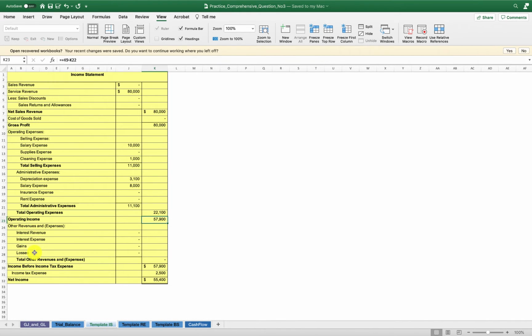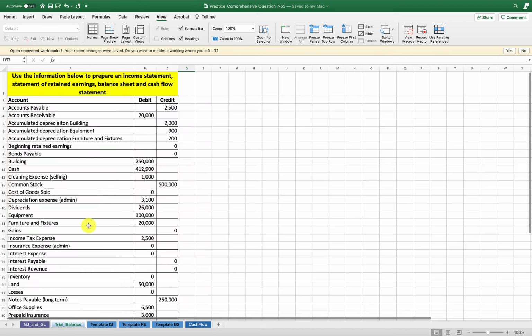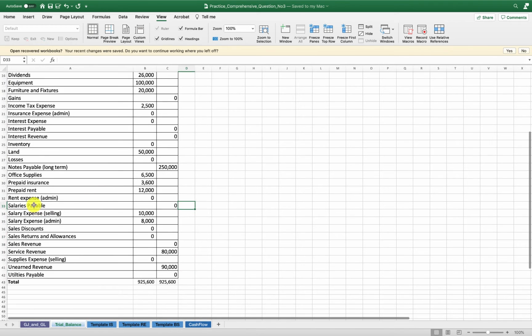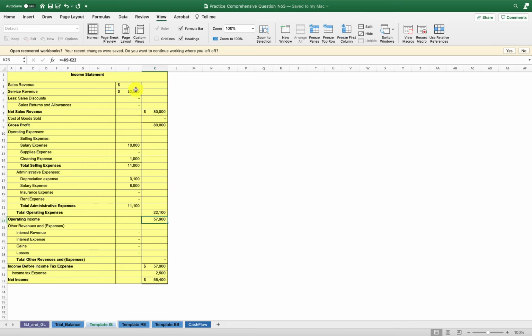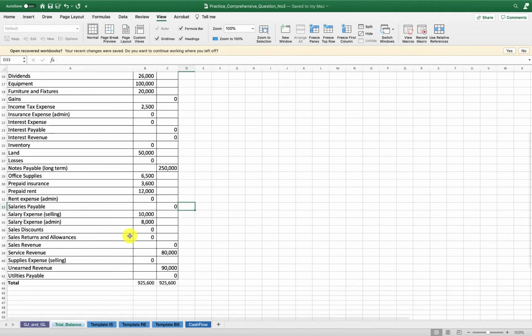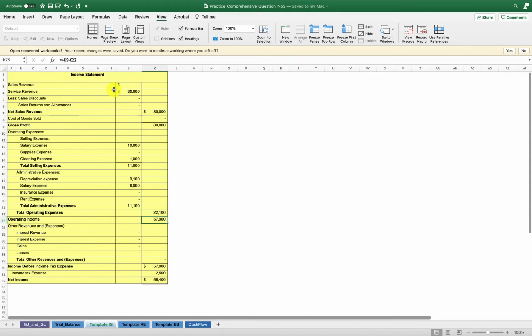So here's the setup. You're still going to have these items on the left hand side. So I'm going to bring in sales revenue, which is 0, and service revenue, which is 80,000. So I go to my trial balance, I look for sales revenue and service revenue. You'll see 0 and 80,000. So I bring that over, right? Remember, we add sales revenue and service revenue together and we subtract sales discounts and sales returns and allowances. If I look at the trial balance, sales discounts and sales returns and allowances are 0, so I keep it at 0 and I get net sales revenue. Service revenue minus the sales discounts minus the sales returns and allowances gives me net sales revenue.